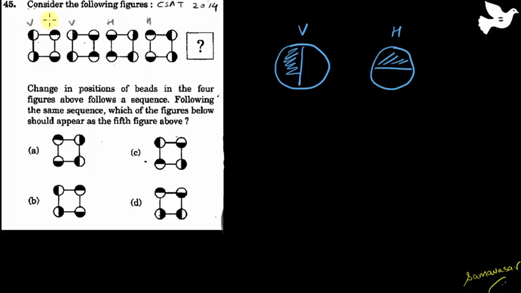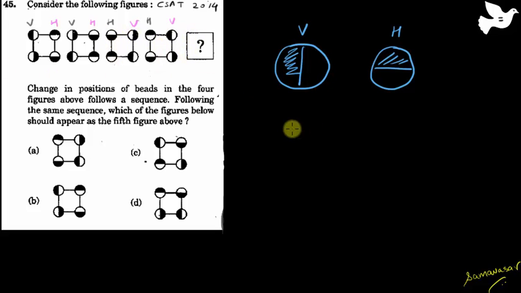Similarly, I need to see this. This is horizontal. Let me do it in another color. So this is horizontal. This is again horizontal. This is vertical, and this is again vertical. So it does seem to corroborate my view that this row is vertical first, vertical again, then horizontal again, horizontal again. So this should be vertical again.